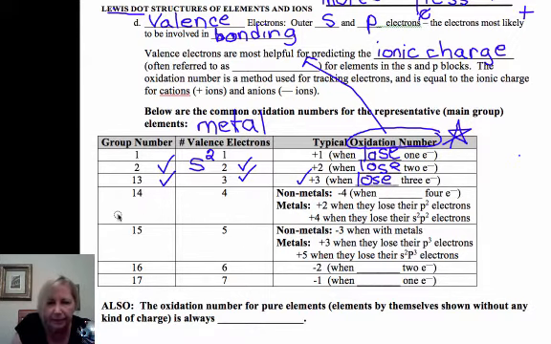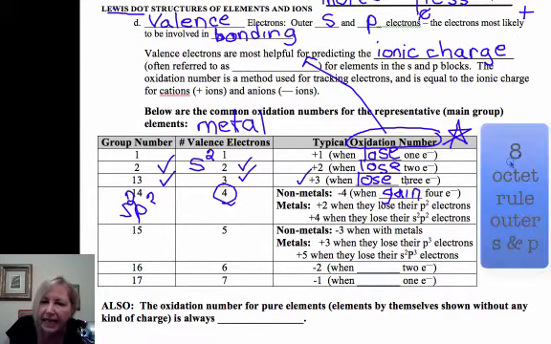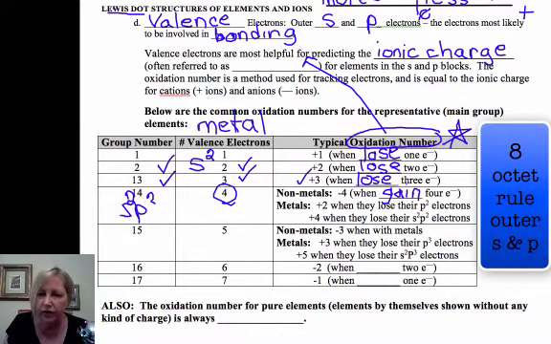Group 14 has 2 possibilities, and I'm going to talk about the metals here. They end in S2P2, so they have 4 valence electrons. If they're nonmetals, they can gain 4. And the goal here is to have 8 electrons. What this is called is the octet rule, and the goal is to gain or lose until you have 8 valence or outer electrons, and that's called the octet rule, or 8 outer S and P. That's the octet rule. Okay?